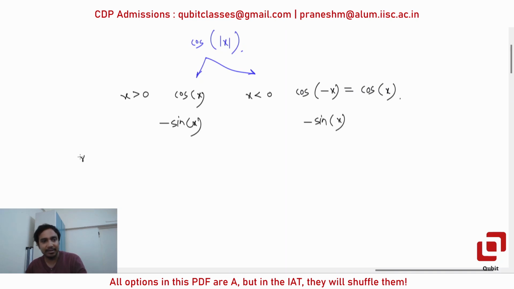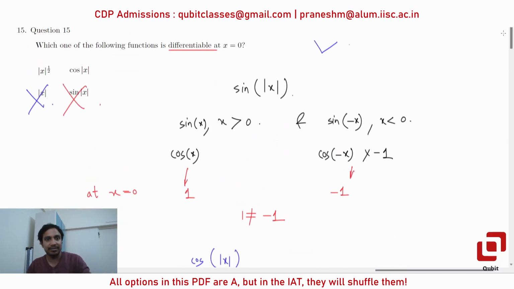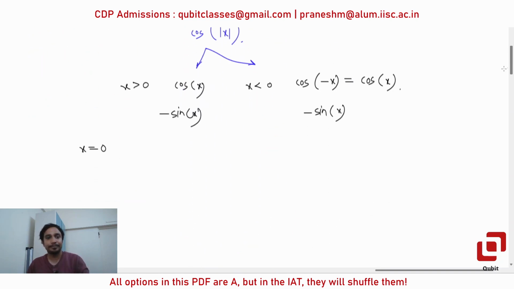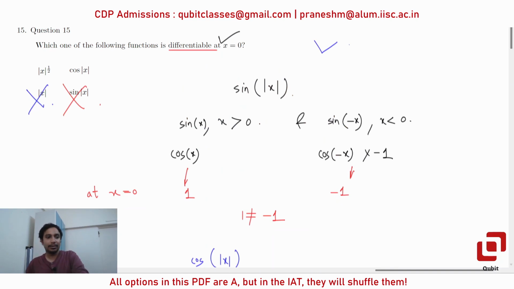Let's substitute x equal to 0 because we want to investigate the differentiability of this at x equal to 0. So this is sin 0, which is 0. So at x equal to 0, the right hand derivative is 0, the left hand derivative is also 0. So they are same. Therefore the correct function which is differentiable at 0 is cos of mod x. This option is right.